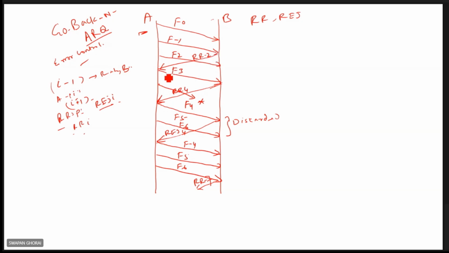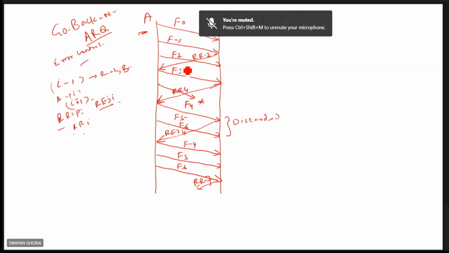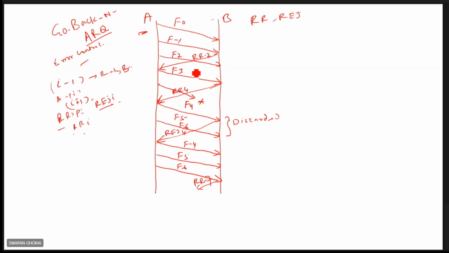By the time it has arrived, A has already transmitted F2, F3, F4, right? Because A will continue, because of RR2, there may be another acknowledgement also, like after 2, 3. That's why A will continue unless it gets the negative acknowledgement or something like that. So it will continue. Now it will transmit this F3 and F4.